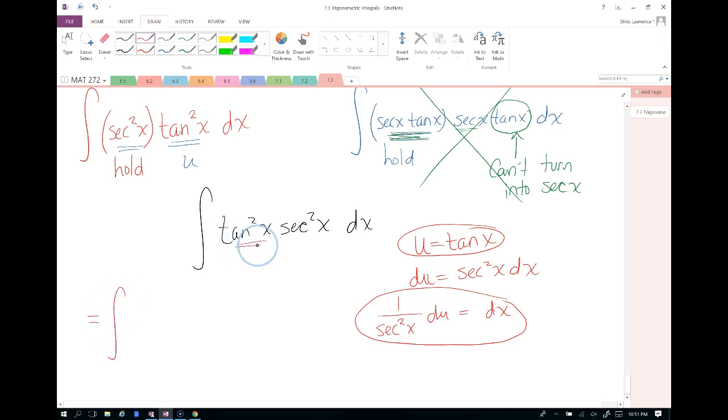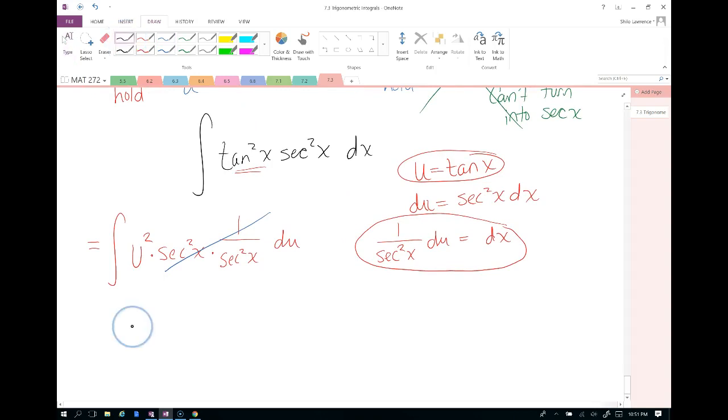So all of the tangents are going to be replaced with u, so that's u squared. And then I haven't said anything about this secant squared yet. We'll see what happens with that in a minute. But the dx is going to be replaced with 1 over secant squared du. And just like we planned out from the beginning, those two will cancel. And then all we're left to integrate is u squared, which is a simple power rule. So we get 1/3 u cubed plus c. And to finish it off, we go ahead and replace our u with tangent.